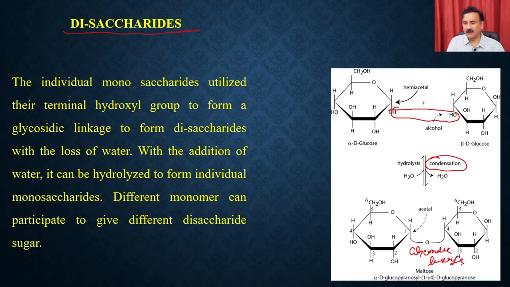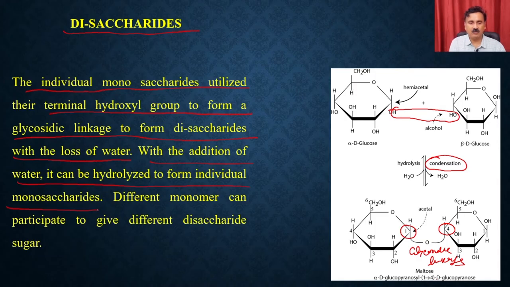And the disaccharide that is formed, you can read this as alpha D glucopyranosyl 1,4 D galactoside. Why is it called 1,4? Because you are making a linkage between the first carbon and the fourth carbon. So the OH present on the fourth carbon and the first carbon are involved in the formation of the glycosidic linkage. The individual monosaccharides use their terminal hydroxyl group to form a glycosidic linkage, forming the disaccharide with the loss of water. With the addition of water, it can be hydrolyzed to form the individual monosaccharides.